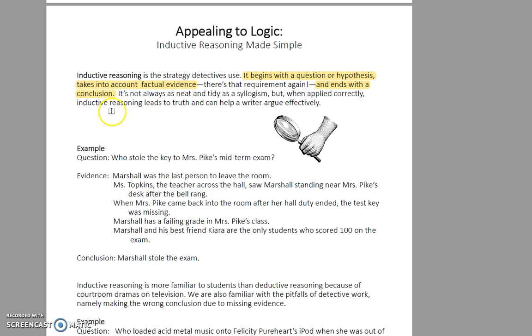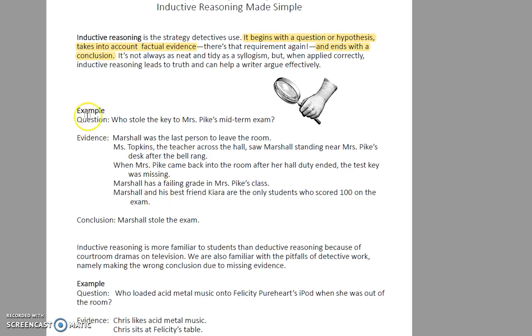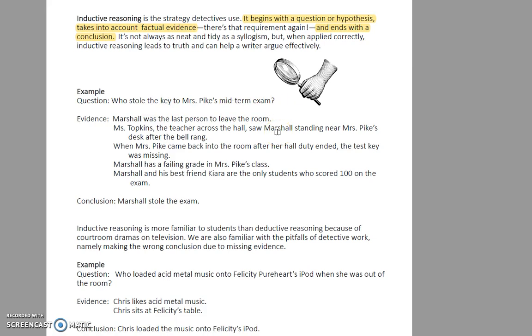Okay. It's not always as neat and tidy as a syllogism in deductive reasoning. However, if you use it correctly, it can lead to truth and it can help you argue effectively. So let's take a look at this example right here. Question: Who stole the key to Mrs. Pike's midterm exam? Well, let's take a look at the evidence or the facts. Marshall was the last person to leave the room. Miss Topkins, the teacher across the hall, saw Marshall standing near Mrs. Pike's desk after the bell rang.